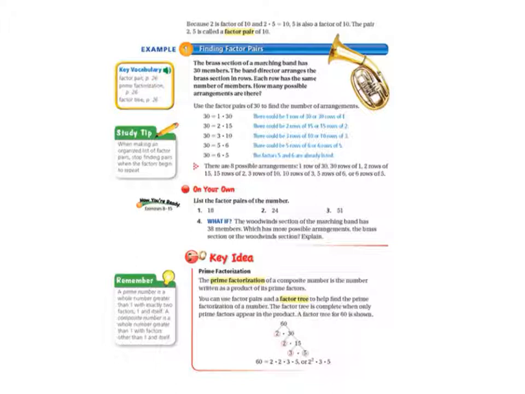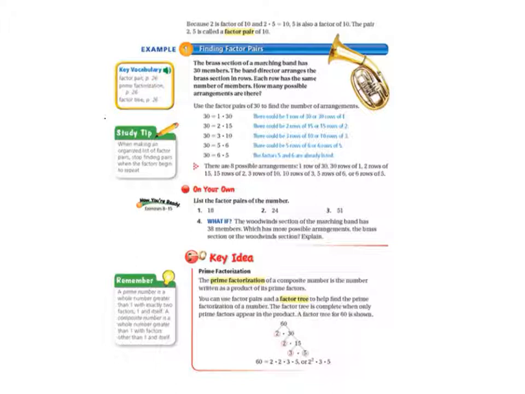It reminds us that because 2 is a factor of 10, and 2 times 5 equals 10, 5 is also a factor of 10. The pair 2 and 5 is called a factor pair of 10. So that's an example of a factor pair.